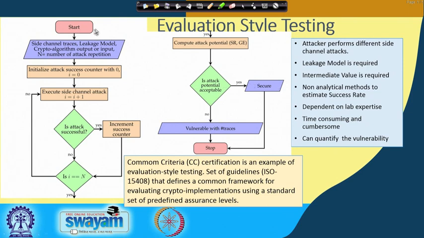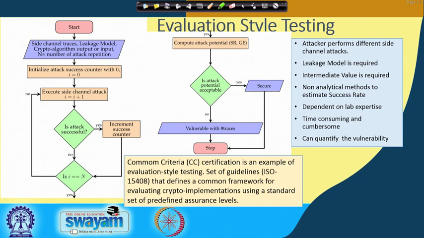If I want to adopt evaluation style testing, then the attacker performs different side channel attacks. As we have seen, there are different forms of side channel attacks, and the evaluator tries to apply these various attack techniques one by one on the target cryptographic implementation. When you are applying a specific attack, like DPA, template attacks, or mutual information based attacks, one very important thing is the leakage model.